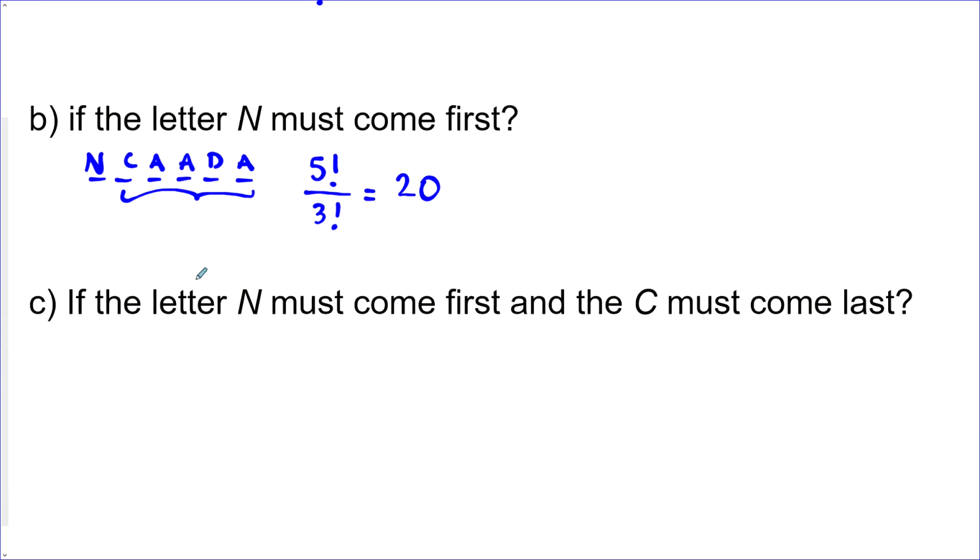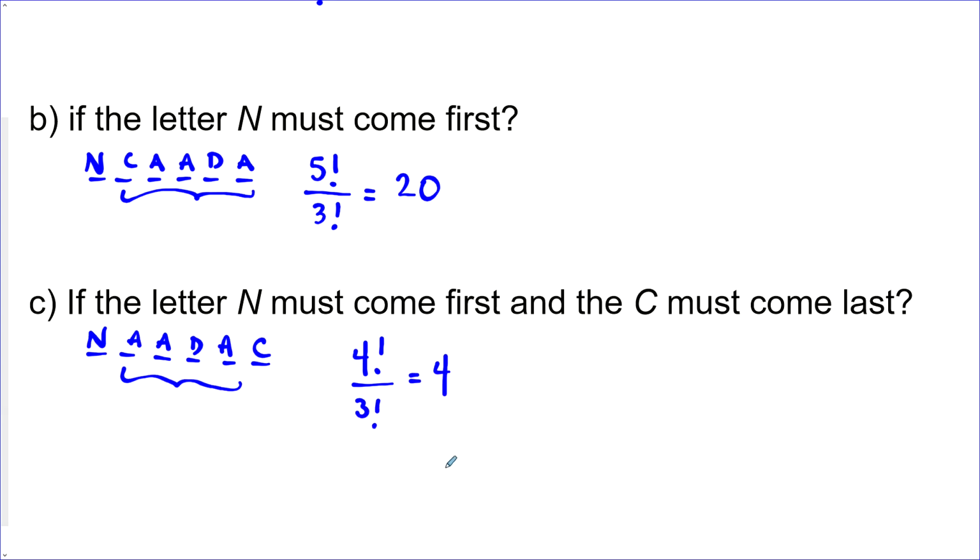What if the letter N must come first? 1, 2, 3, 4, 5, 6. And the C must come last. So those are now locked in position and they're not moving. So the remaining letters are A and another A and a D and an A. And we're only shuffling those 4 remaining letters around. That means that 4 factorial, because we have a total of 4 letters, and there's 3 A's, so we're going to divide by 3 factorial. And this is just 4 ways to do that.